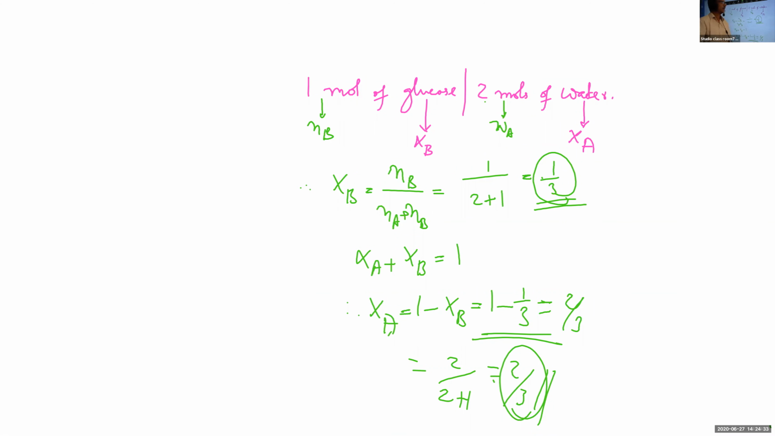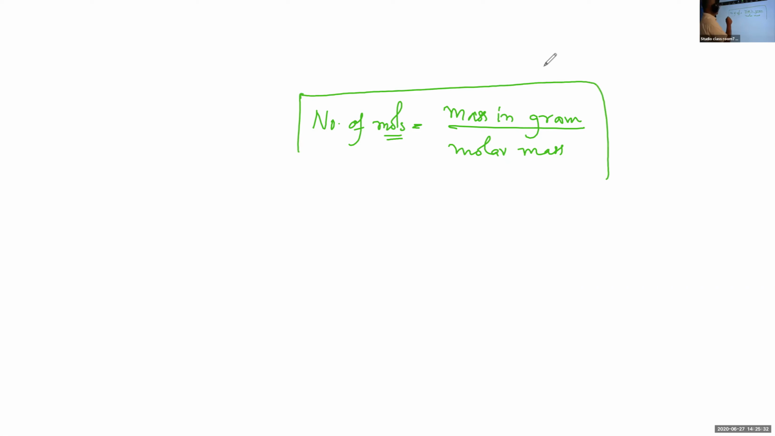Sometimes instead of number of moles, you will be given only the mass. Say for example, 18 gram of glucose dissolves in say 80 gram of water, like that. The masses will be given instead of the number of moles. Then you have to calculate the number of moles. How do you get the number of moles? Number of moles is equal to mass in gram of the substance by molar mass, molecular mass, and that will be the number of moles. If the mass is given, then you have to convert that mass into number of moles. To get number of moles, you have to take the ratio between the mass in gram and the molar mass.